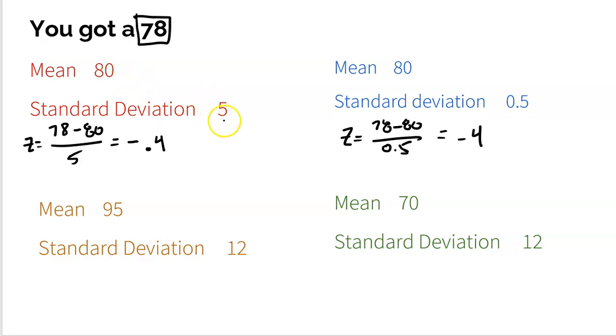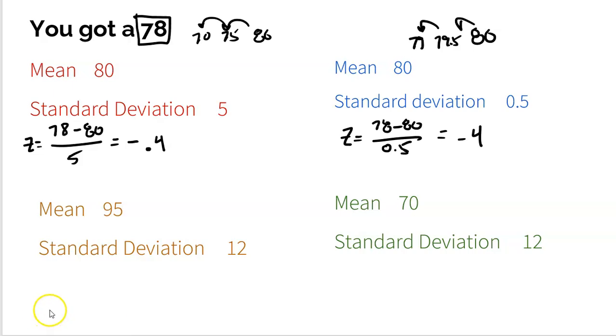When the standard deviation was 5, remember that means we could take 80, go down 1 standard deviation, that takes me to 75, go down 2, that takes me to 70, and again, that's all pretty typical. But if my mean is 80 and my standard deviation is 0.5, when I go down 1 standard deviation, that's only 79.5. If I go down 2 standard deviations, that's only 79. So in that situation, no wonder a score of 78 is really, really low. Again, this shows the value of what z-scores do for us.